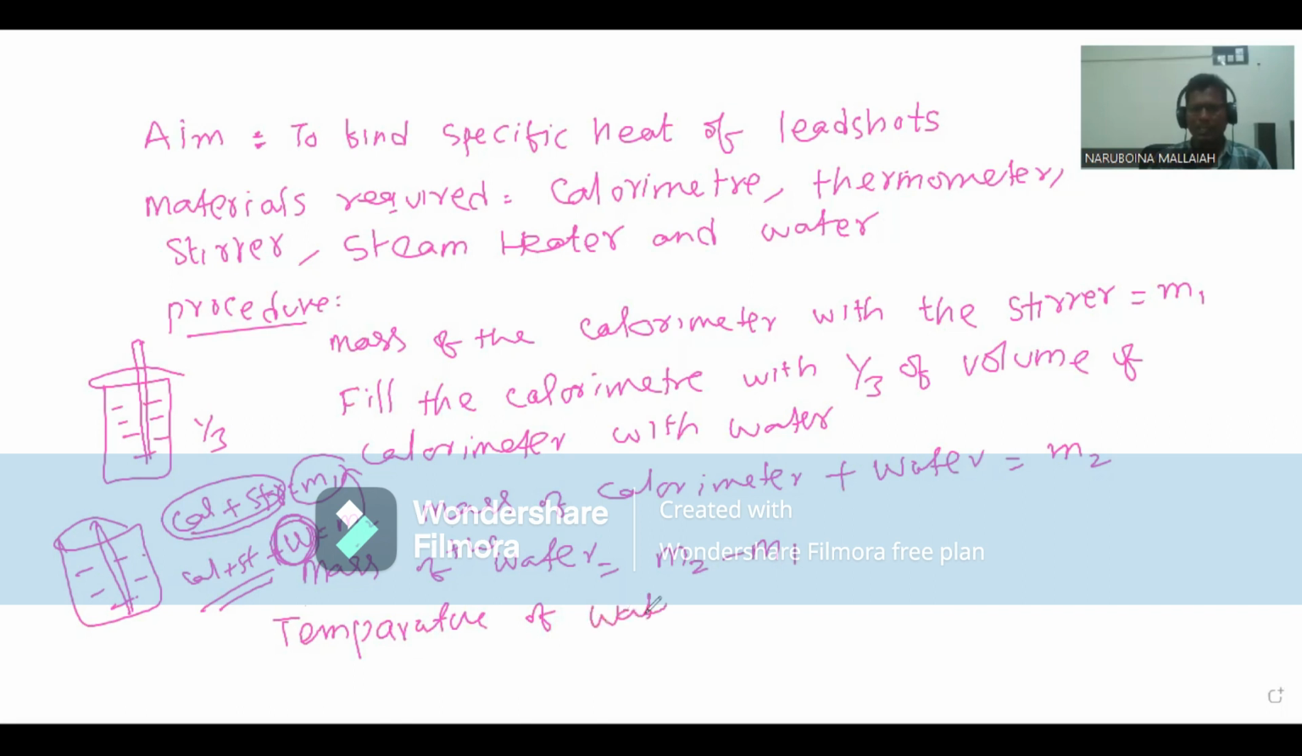Now we have to take the reading of the temperature of the water inside the calorimeter. Say this is T1. Temperature of the water present in the calorimeter is T1. Take a few lead shots and place them into a steam heater. Now heat them up to a temperature of 100 degrees centigrade. Let the temperature of the lead shots be T2. I am writing here.